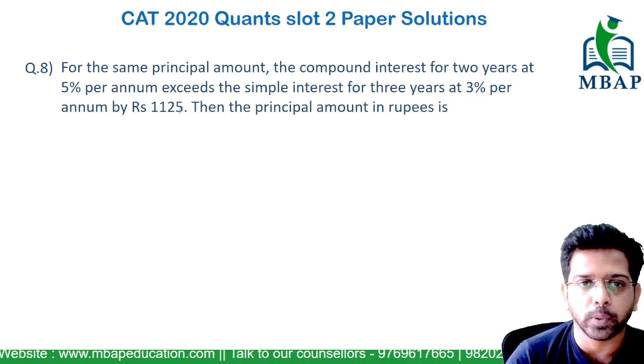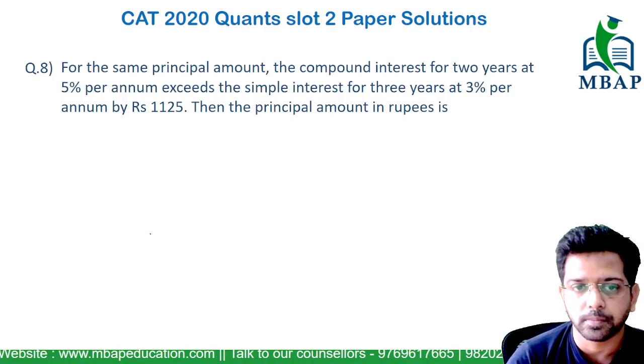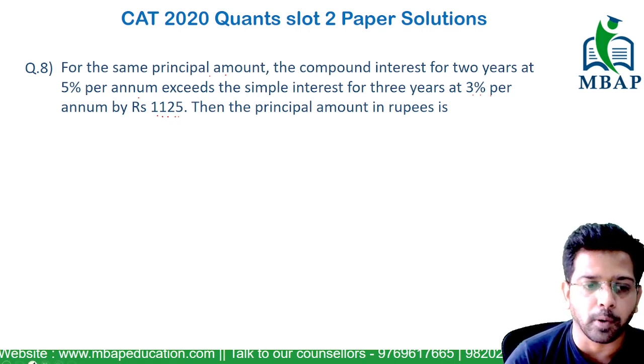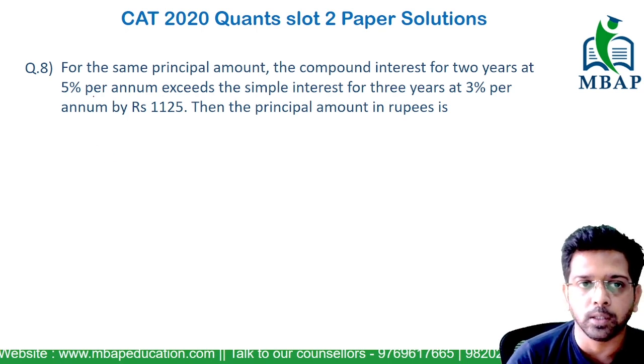Let's have a look at the next question. The question says, for the same principal amount, the compound interest for 2 years at 5% per annum exceeds the simple interest for 3 years at 3% per annum by 1125. The question for you is, find the principal amount in rupees.